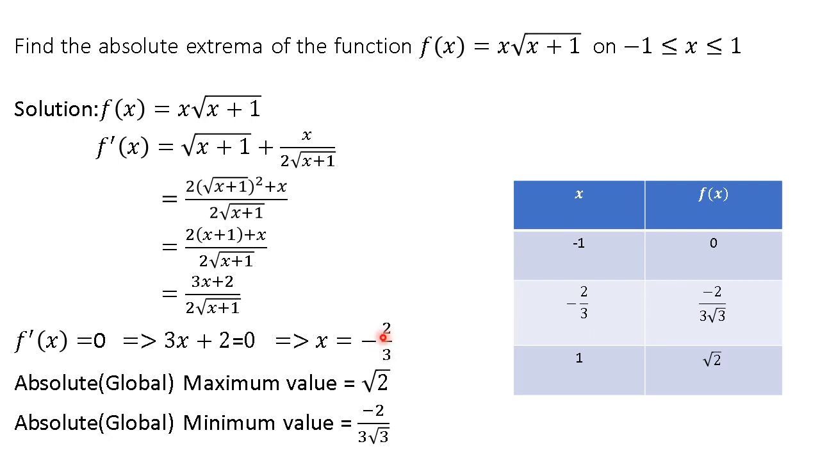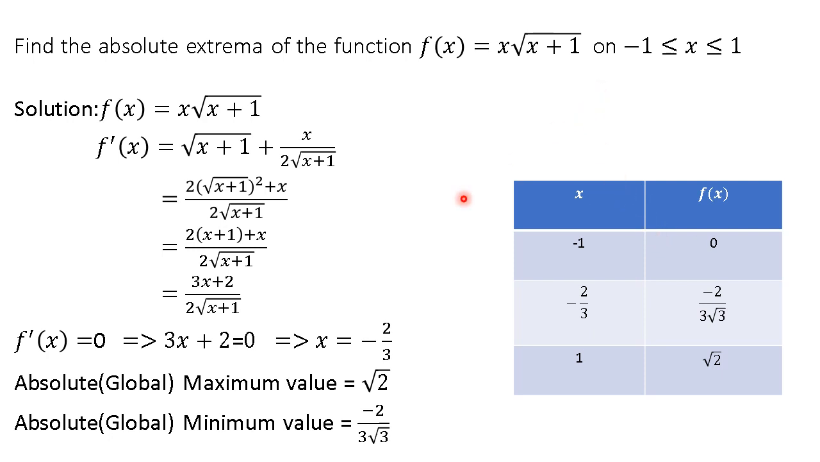Including this critical point, you should also take the end points minus 1 and 1. Here in the table, minus 1 and plus 1, and the critical point minus 2 by 3. Substitute all these values in the given function and check whether it is positive, negative, or whatever it may be. F of minus 1, putting x is equal to minus 1 in the given function, you will get 0, because minus 1 into root of minus 1 plus 1 is 0, 0 into minus 1 is 0, therefore 0.